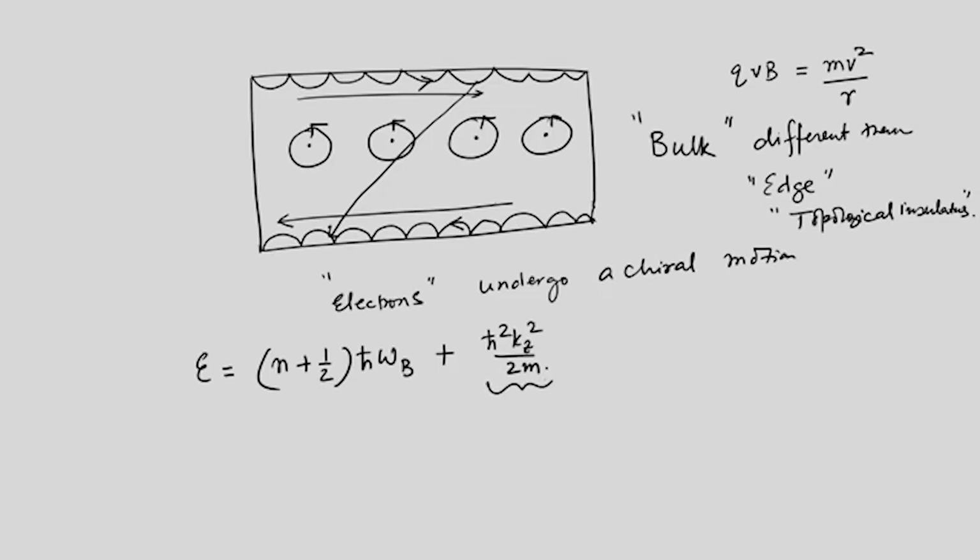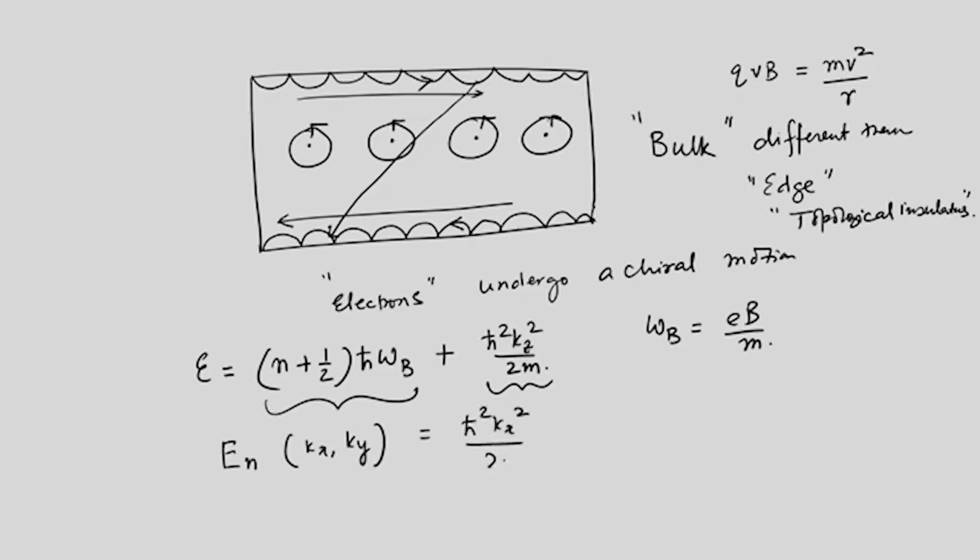But this is, if you solve the 3D Schrodinger equation, then this will be there, omega_b equal to eB over m. And for the two dimensional nature, this is basically the result of quantization, and if you do not have the magnetic field, then the energy is the one that we just talked about, which is a function of kx and ky, like ħ²kx²/2m* plus ky²/2m*.